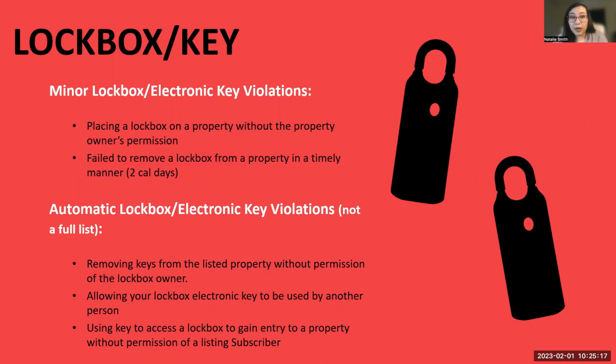Now, the automatic lockbox and key violations are called automatic because if data integrity confirms that you violated one of these rules, you will receive a $500 violation automatically. So the best way to avoid this one is don't share your phone, don't give out your e-key or the PIN code to anybody else. And if you're going to somebody else's property, always make sure that you follow any showing instructions on the listing before you open the lockbox.